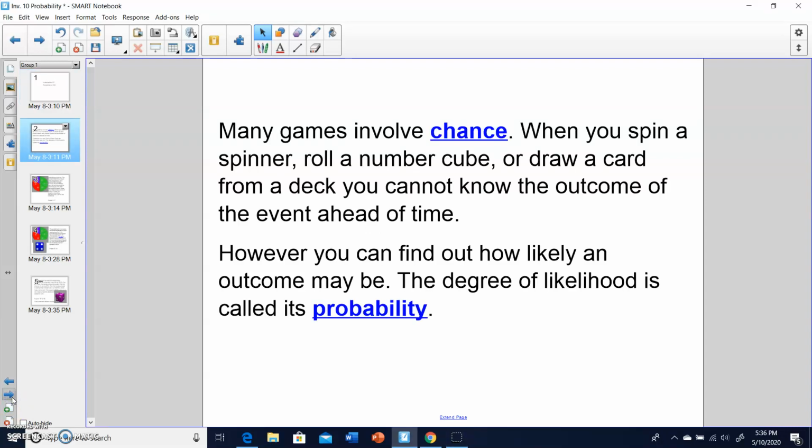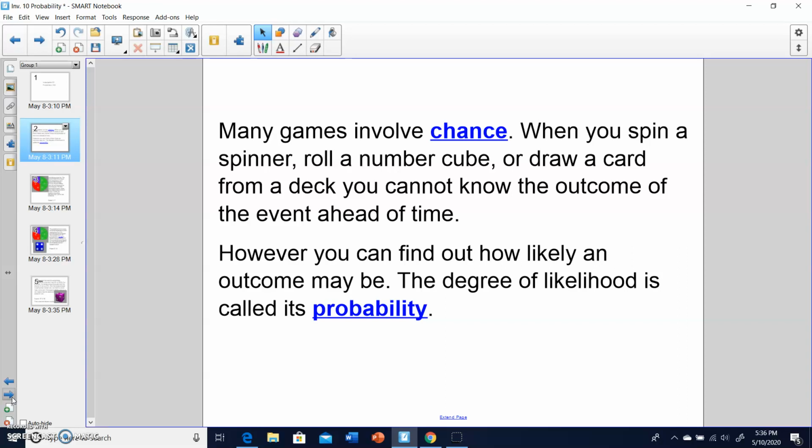Many games involve chance. When you spin a spinner, roll the number cube, or draw a card from a deck, you cannot know the outcome of the event ahead of time. You don't know what card you're going to draw before you do it. You don't know what number you're going to get if you're rolling a dice. You don't know which number is going to pop up. So there's a chance that it might be one outcome that you want, or a chance that it won't be an outcome you want. However, you can find out how likely an outcome may be. The degree of likelihood is called its probability.